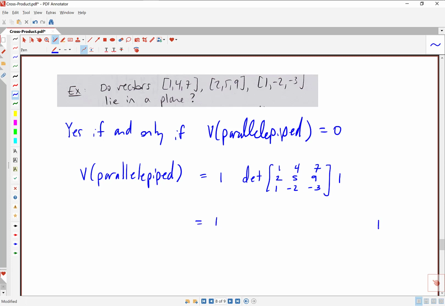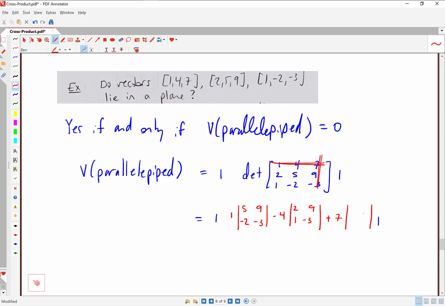So we'll keep our absolute value sign on here until the end of the problem, and we'll just work on calculating the determinant by cofactor expansion. So it's going to be 1 times the following 2 by 2 determinant, 5, 9, negative 2, negative 3. Remember there's a sign change, so minus 4 times the 2 by 2 determinant that you get when you cross out that row and column. And then plus 7 times the following 2 by 2 determinant. So crossing out the row and column containing the 7, we'd have 2, 5, 1, negative 2.